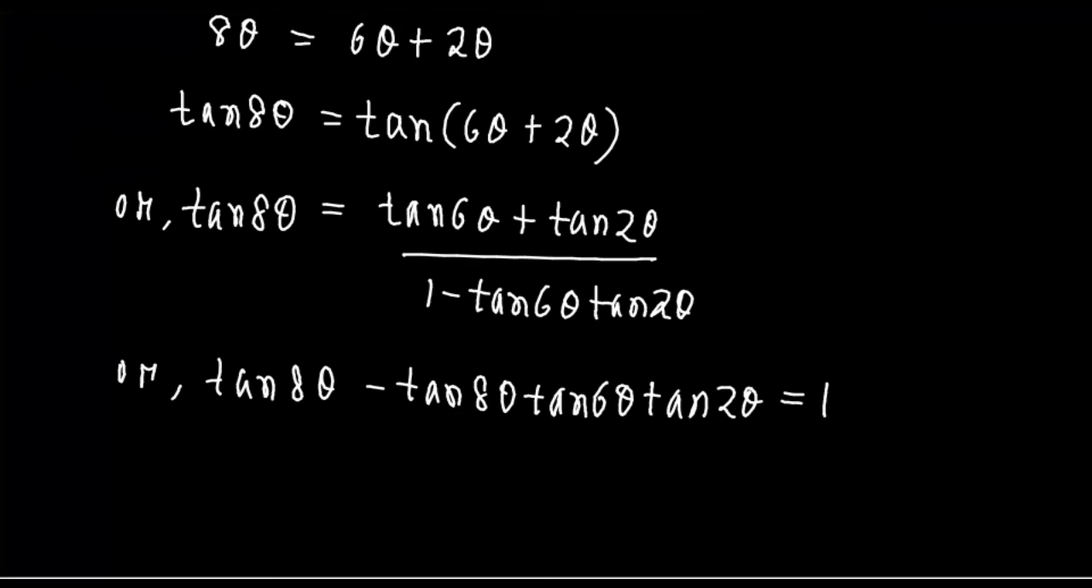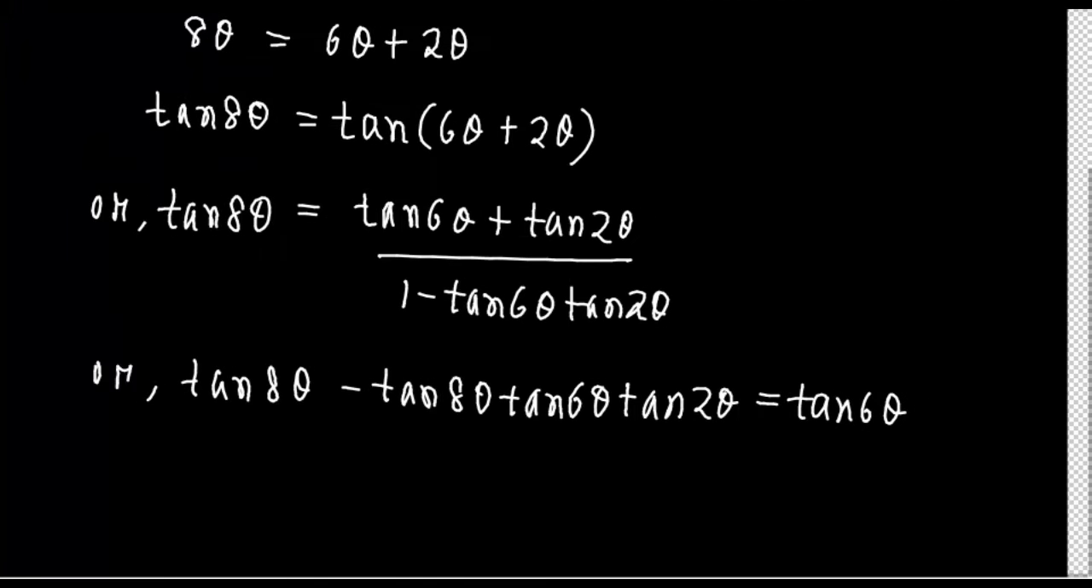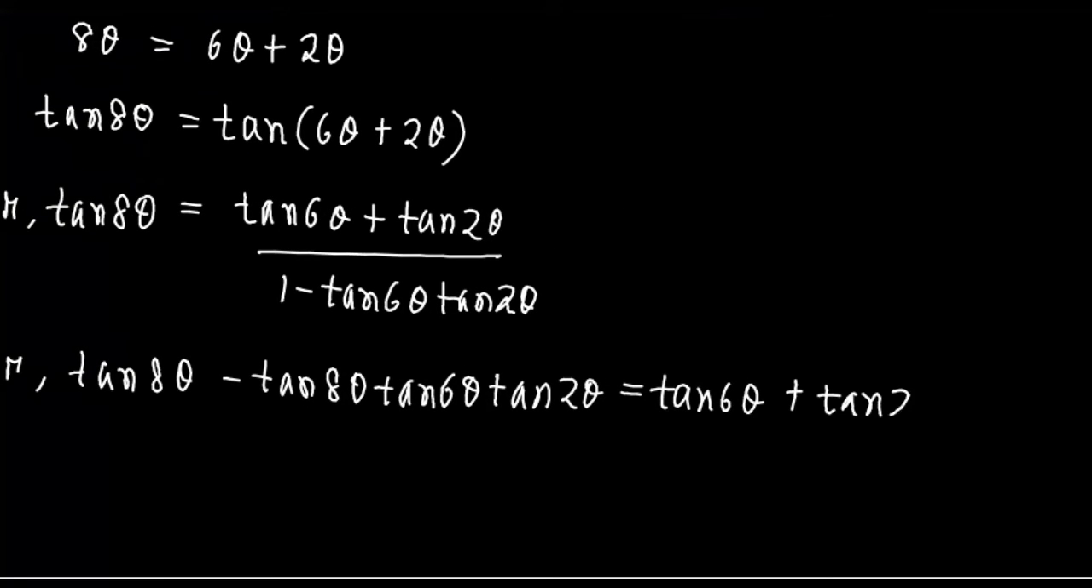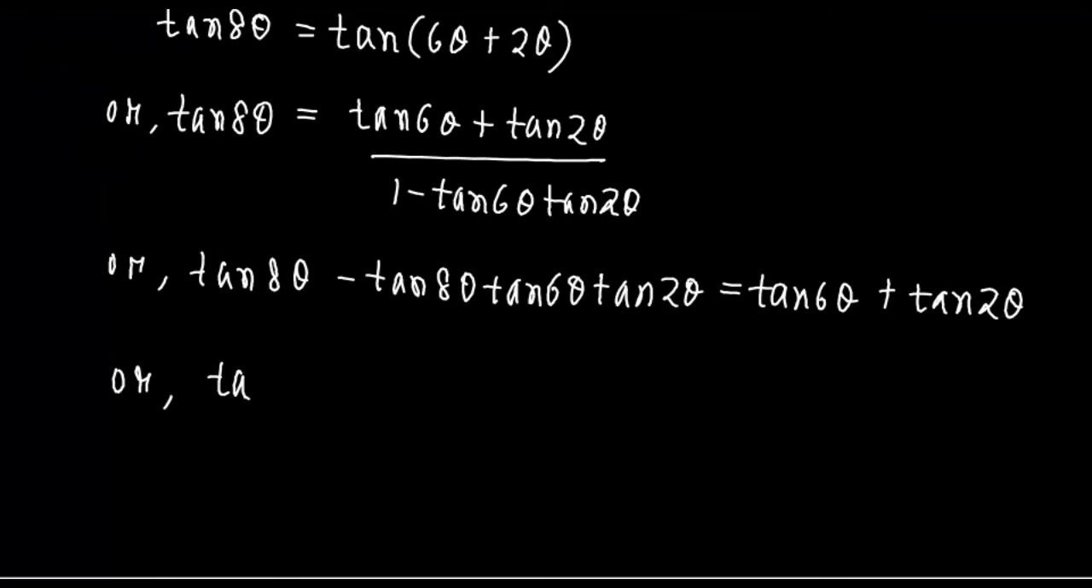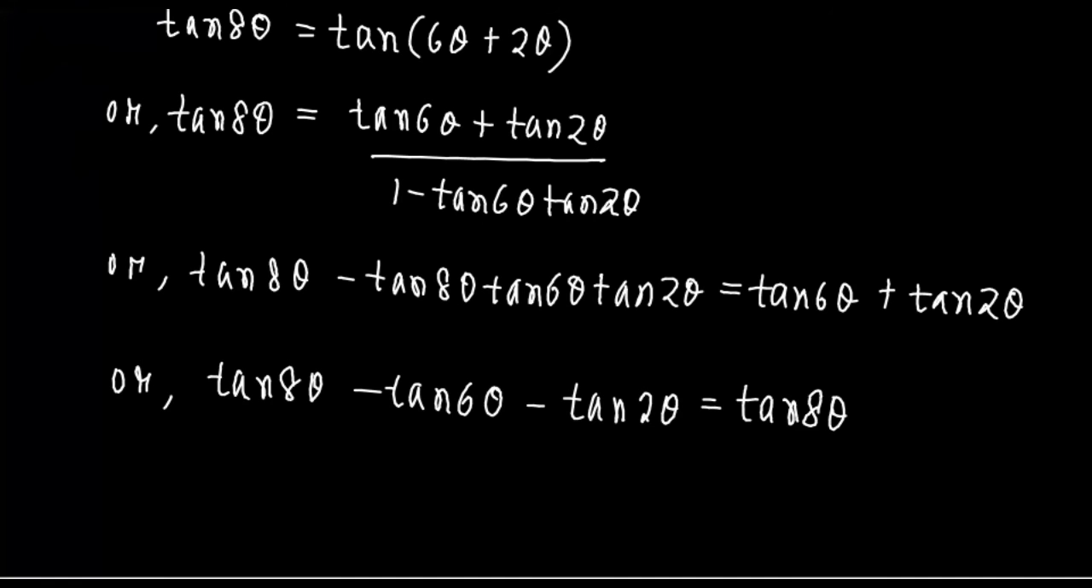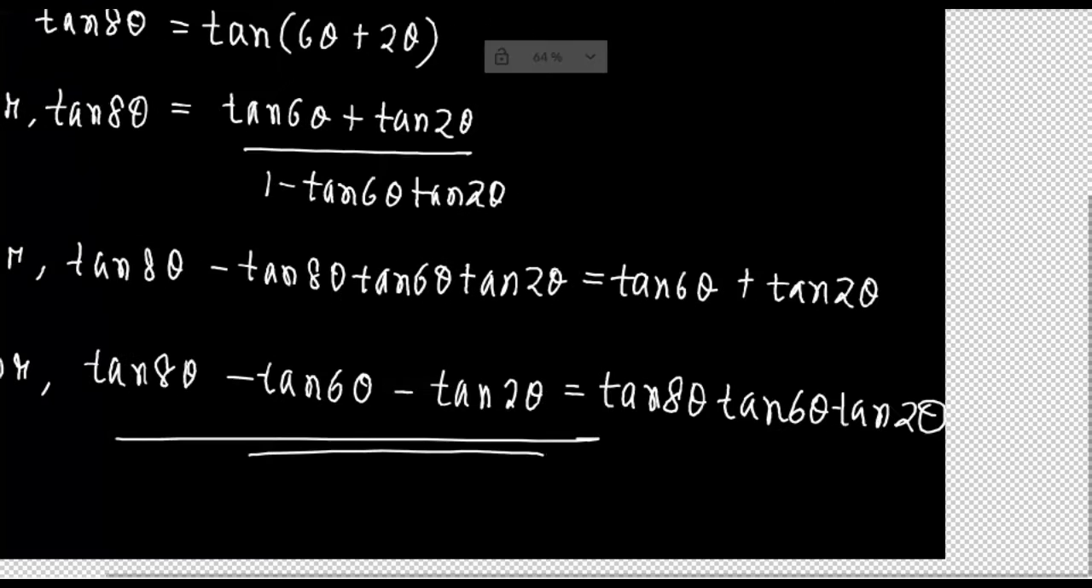tan 2 theta is equal to tan of 6 theta plus tan of 2 theta. Okay, or from this we can write tan of 8 theta. Just we are taking this on the left hand side and putting this on the right hand side. So tan of 8 theta minus tan of 6 theta minus tan of 2 theta is equal to tan of 8 theta tan of 6 theta tan of 2 theta.